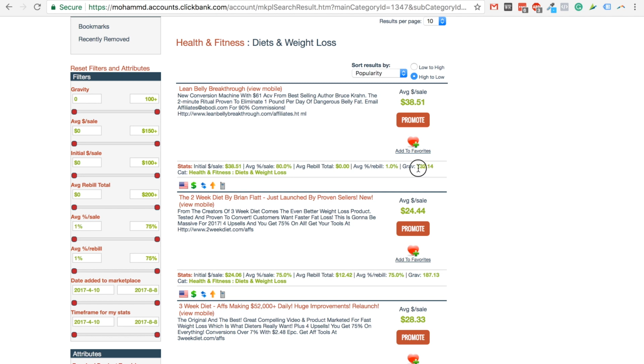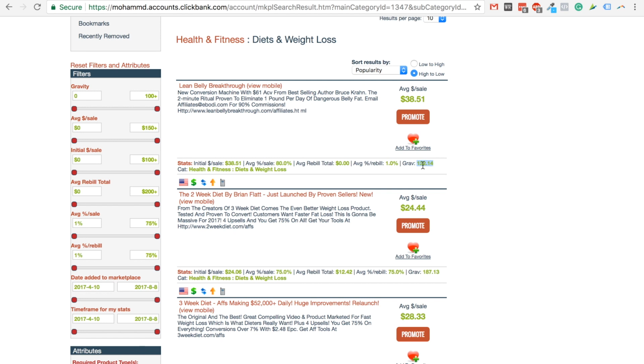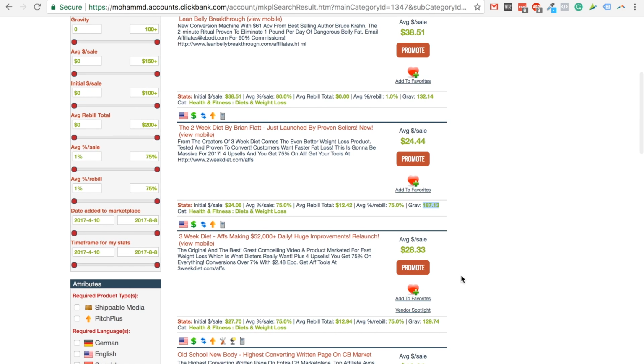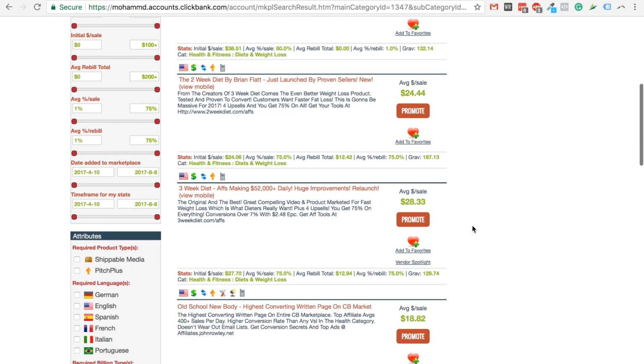for is the gravity. Okay, so the gravity shows basically how many people have made sales from this product in the past week. So the higher the gravity, it means that it's a product that a lot of people are promoting, so the competition is much higher, right? But at the same time, if a lot of people are making a lot of sales from this product, it means that it's a good product. It's selling well. People are making money from it. That's why they're promoting it, right? So there's a good and bad thing to high gravity when it comes to ClickBank. So keep that in mind.